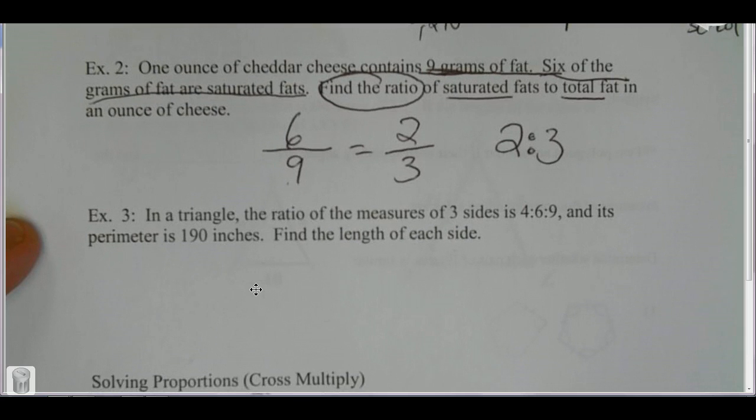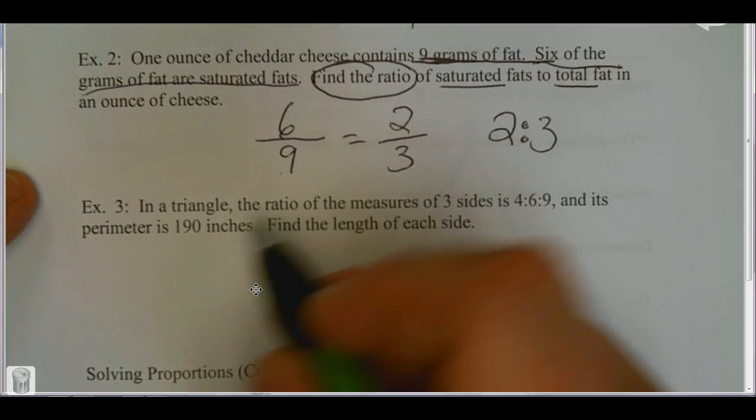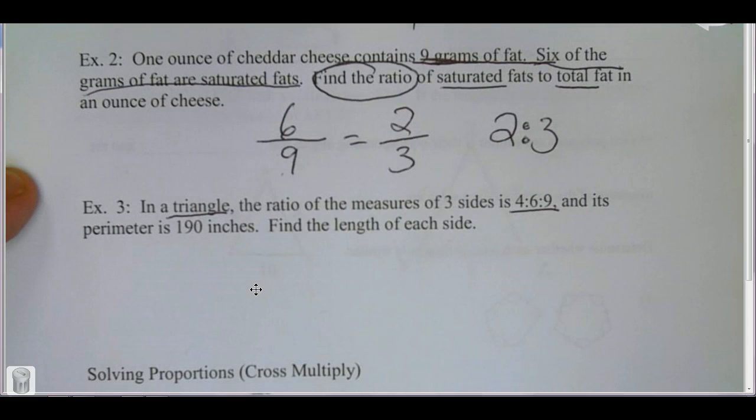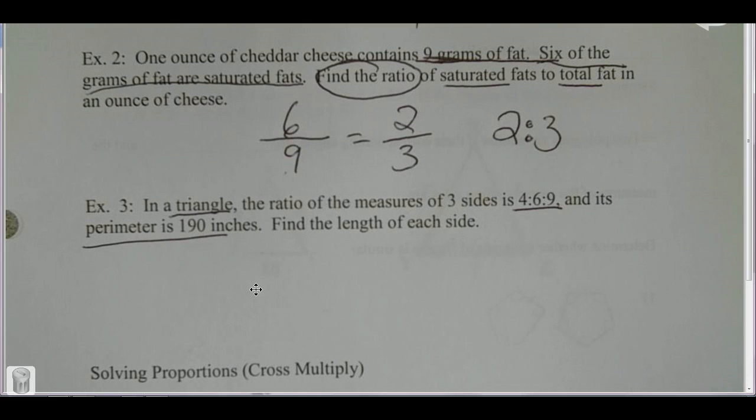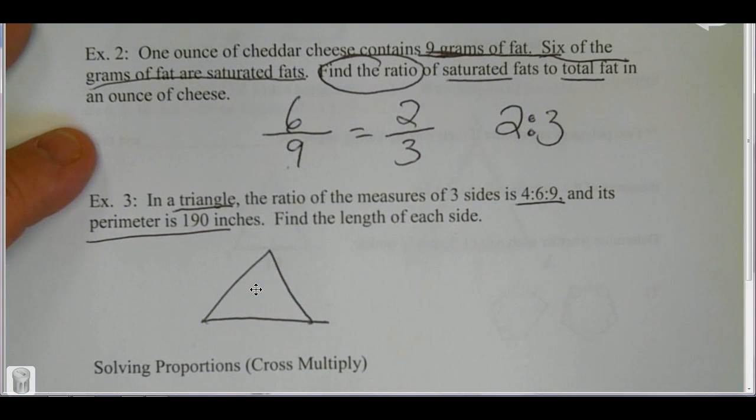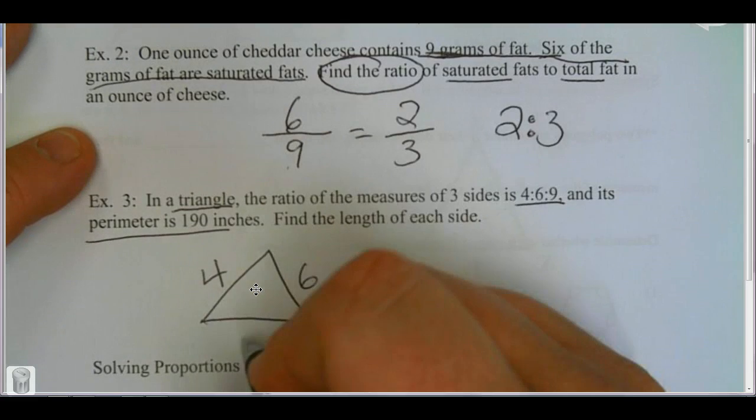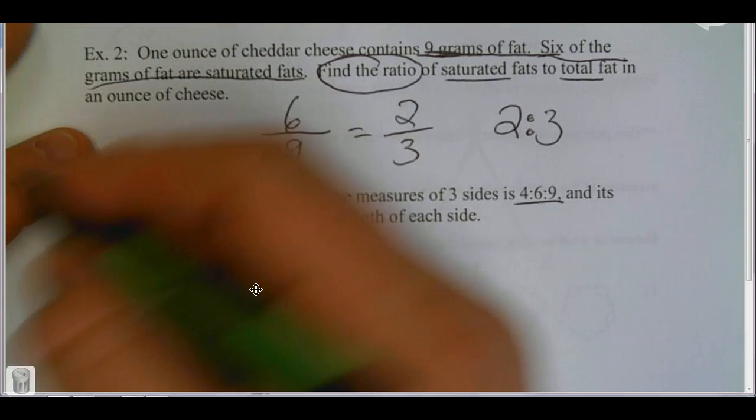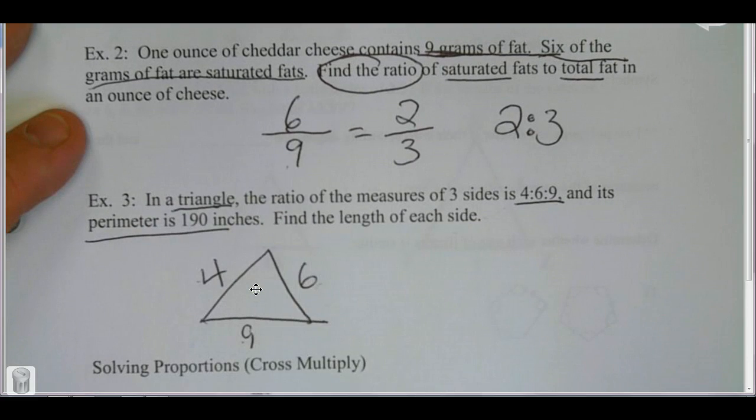A third way that we can look at this is we can use it to solve problems in geometry. In a triangle, the ratio of the measures of 3 sides is 4 to 6 to 9. So we have a triangle with sides 4 to 6 to 9, and its perimeter is 190 inches. Well, again, let's take the things we know. We know how to draw a triangle. And we know that the ratio is 4 to 6 to 9. When you add those 3 together, because we know that perimeter means the distance around, we only get 19. So we know that we're not quite to where we need to be.